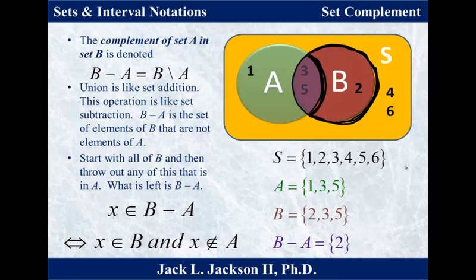So again, with our same sets we were looking at, where S is the set 1, 2, 3, 4, 5, 6, A is the set 1, 3, 5, B is the set 2, 3, 5, we have our Venn diagram up above, and B subtract A is the set containing 2. So think about it: you start with the set B, 2, 3, and 5, and then you erase anything of A. We erase the 3 and 5, and what's left is this part over here, which in this case is just the element 2. So the complement of A in B is 2.